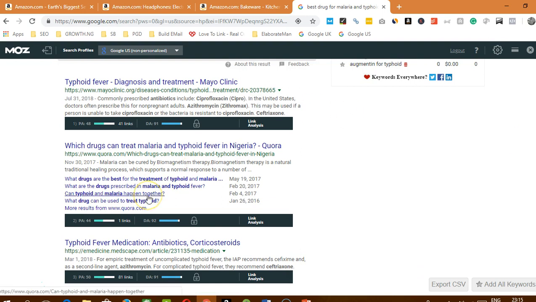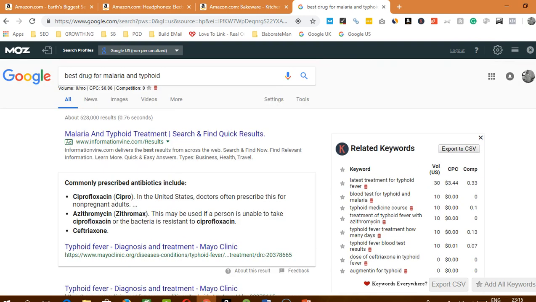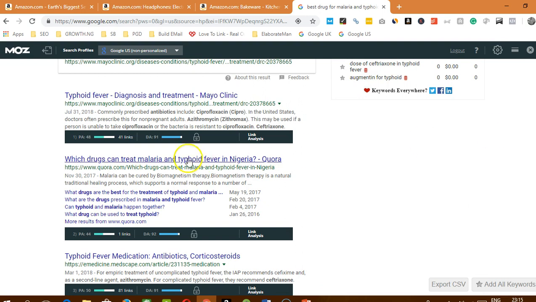Now, if you are starting a new site, your DA will be around 1 or 2. Obviously, it will be very, very difficult for you to compete against these guys, because they have been around for years, if not more than a decade. So which makes it very, very difficult to compete with them. Now, you want to stay clear of niche like this, niche that has so many authorities. Like Mayo Clinic has been around for over a decade, Quora has been around for a very long time, eMedicine, Medscape, and all sorts of that.